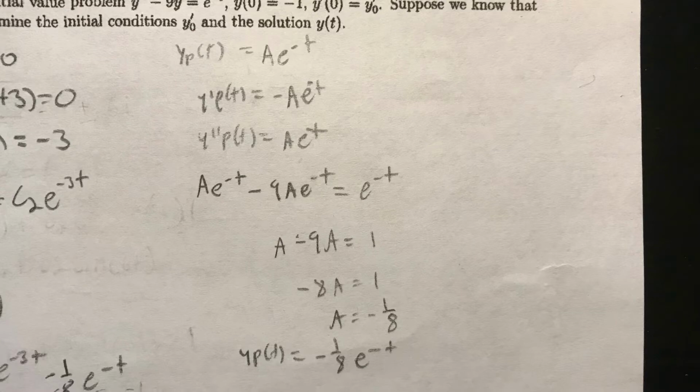Next, we're going to find our particular solution, and to do that we're going to use the method of undetermined coefficients, and we're going to use A times e to the negative t, and we're going to find y_p prime and y_p double prime. I'm going to set those back into the original equation. I'm going to solve for A and get negative 1 over 8, so y_p(t) equals negative 1/8 times e to the negative t.